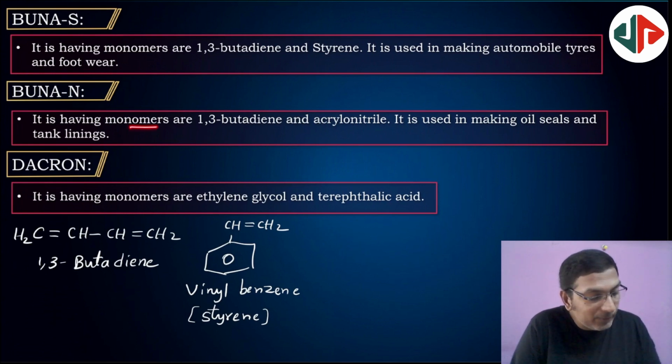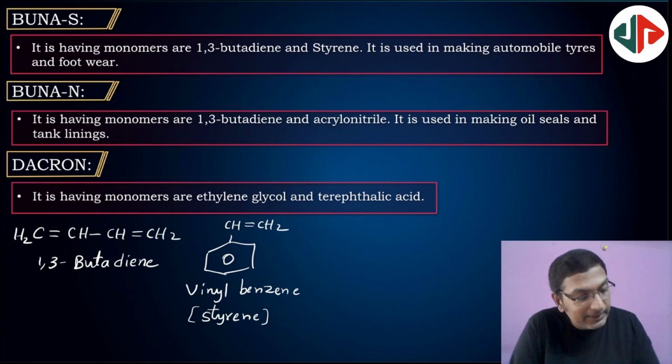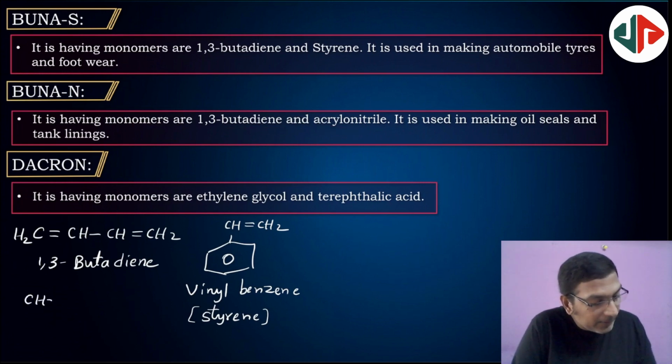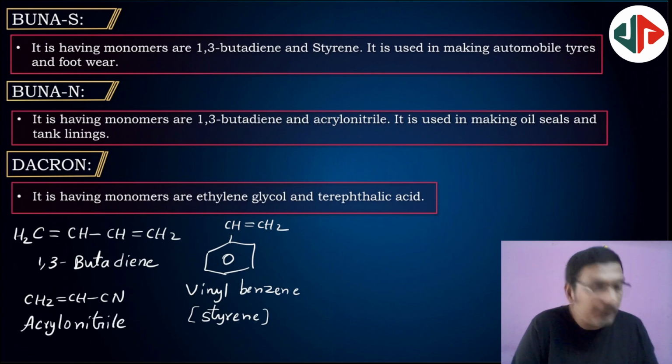Next, Buna-N. It has monomers 1,3-butadiene and acrylonitrile. Acrylonitrile means vinyl cyanide. Next, it is used in making oil seals and tank linings.